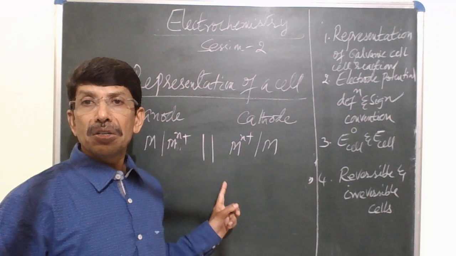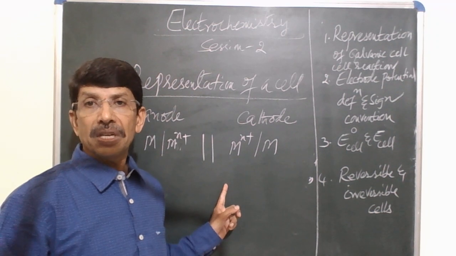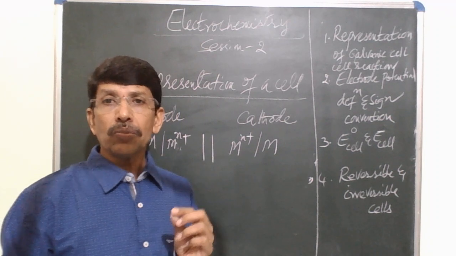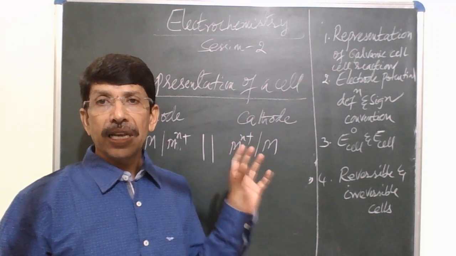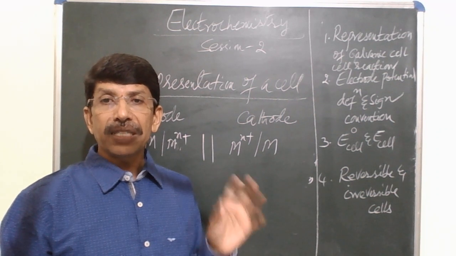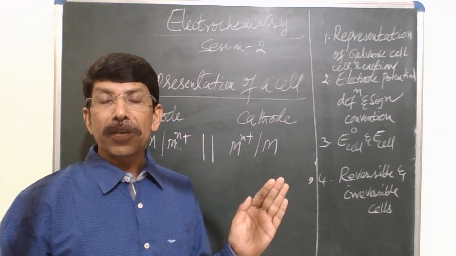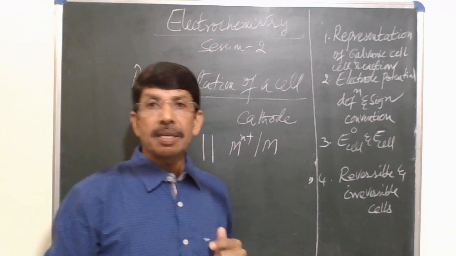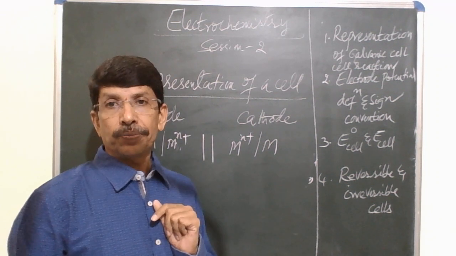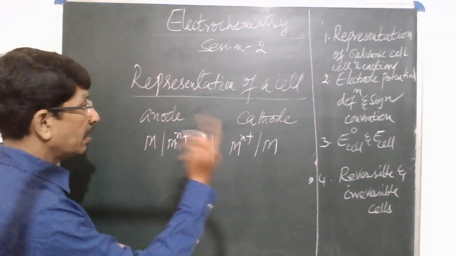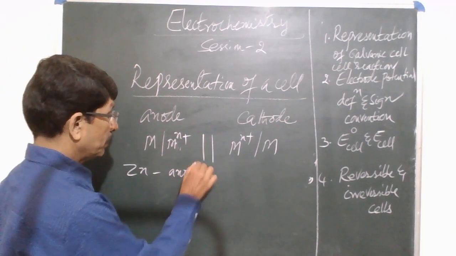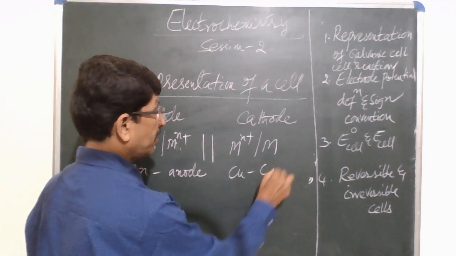This is the general representation, or standard representation, of a galvanic cell. So the anode is written on the left side, followed by the cathode. Anode is represented as metal followed by metal ion, and cathode is written as metal ion followed by metal. Right. So in the Daniell cell, the zinc electrode is the anode and the copper electrode is the cathode.